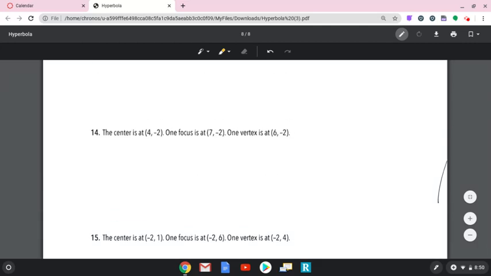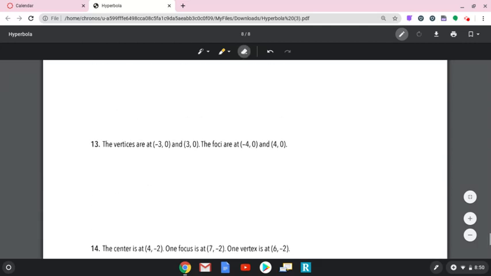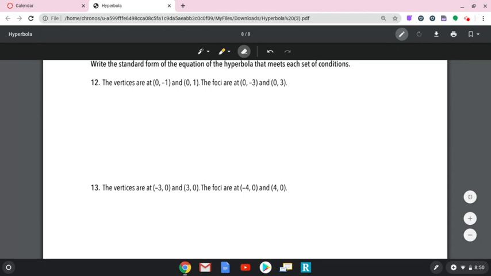Okay, guys? What we're going to be given today is just information, and we're going to have to use that information to help us write the equation of a hyperbola. The most important things they are giving us in number 12 are the vertices, 0, -1 and 0, 1, and the foci, 0, -3 and 0, 3. How does that help me?